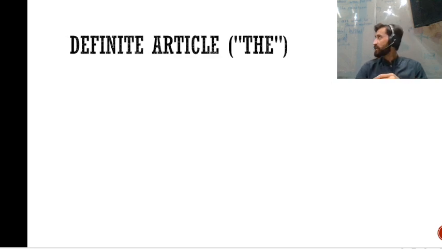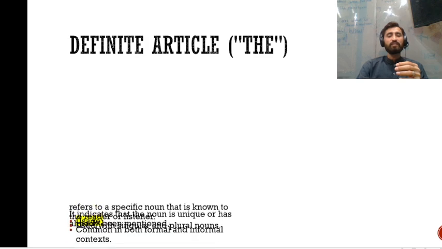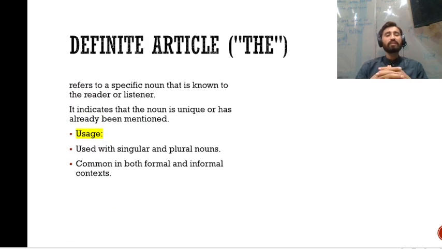Now, the first one is the definite article. The definite article is the, okay? The definite article refers to a specific noun that is known to the reader or listener. It indicates that the noun is unique or has already been mentioned. So, on two occasions we use the. The first one is when it's something specific. The second is when it's already been mentioned.